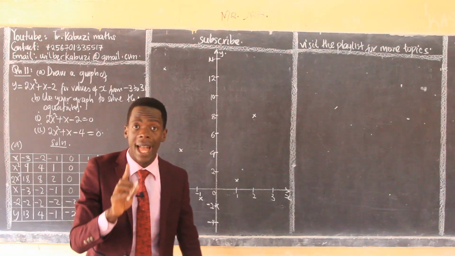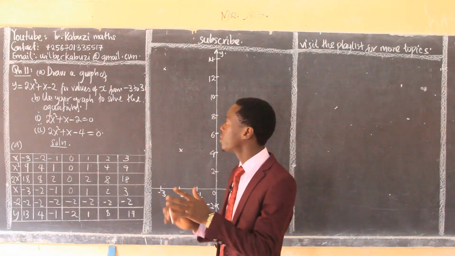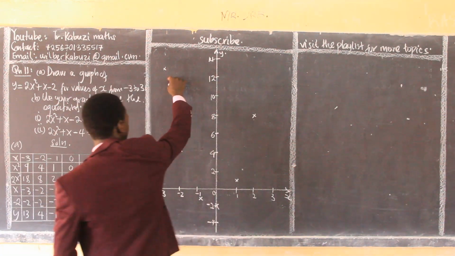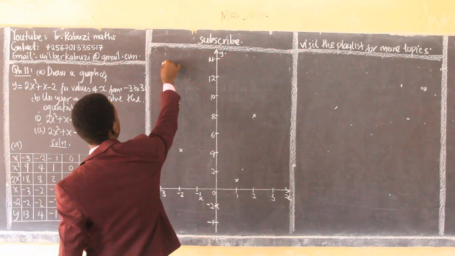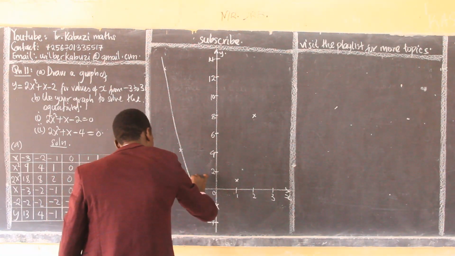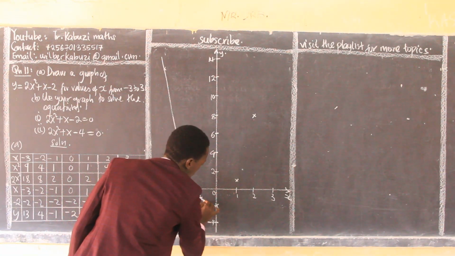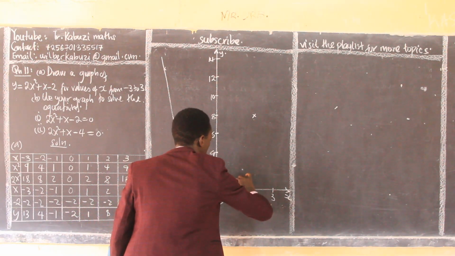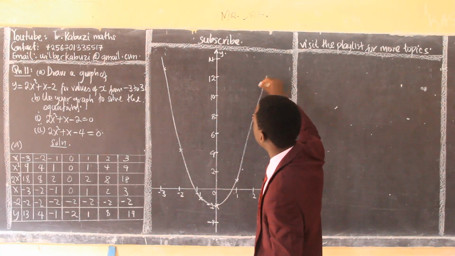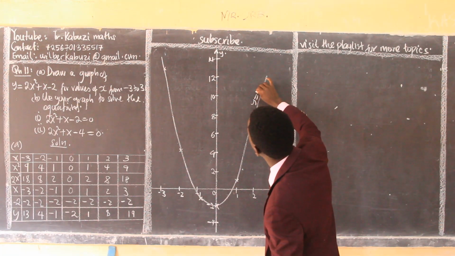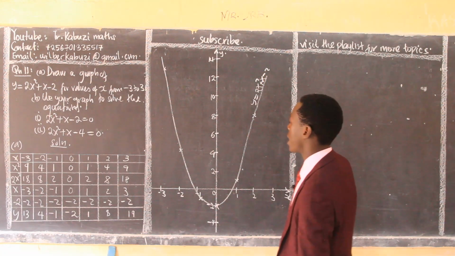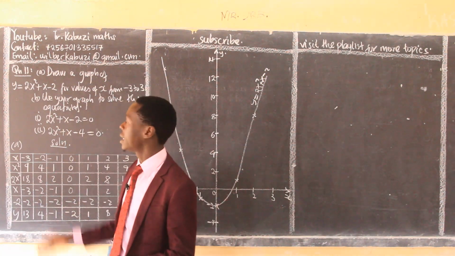Then after, you join the curve using a free hand. You're not supposed to use a ruler here. Use a free hand. So from my first point, I'm going to join there, passing through all the points. Then I complete it like that. Then you label this y equals 2x squared + x - 2. So that is my curve there. So I finished drawing the curve. That was part A, to draw the curve.